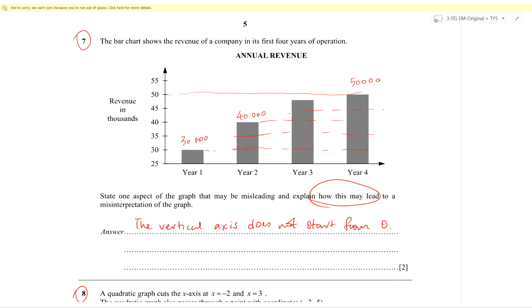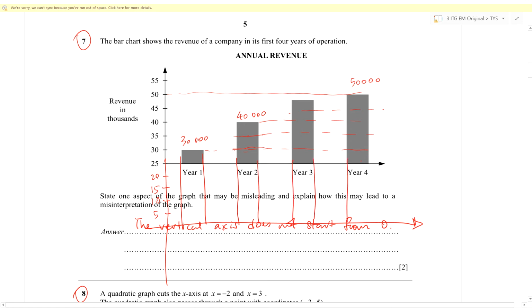What would an accurate graph look like? We stretch it all the way down. If this is 25, this is 20, 15, 10, 5, and this is now my horizontal axis. All these graphs are supposed to look like this. Do you get what I'm saying? Now, with this as the proper graph, will you still think that year 2 is actually 3 times of year 1 in terms of revenue? Now you wouldn't, because you see the full picture.